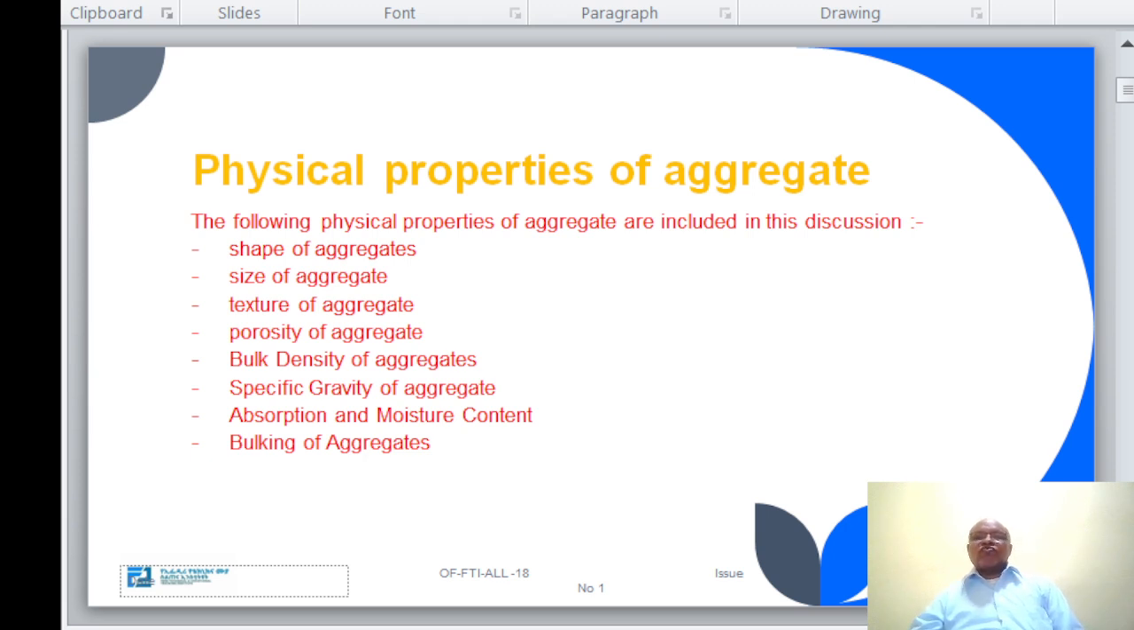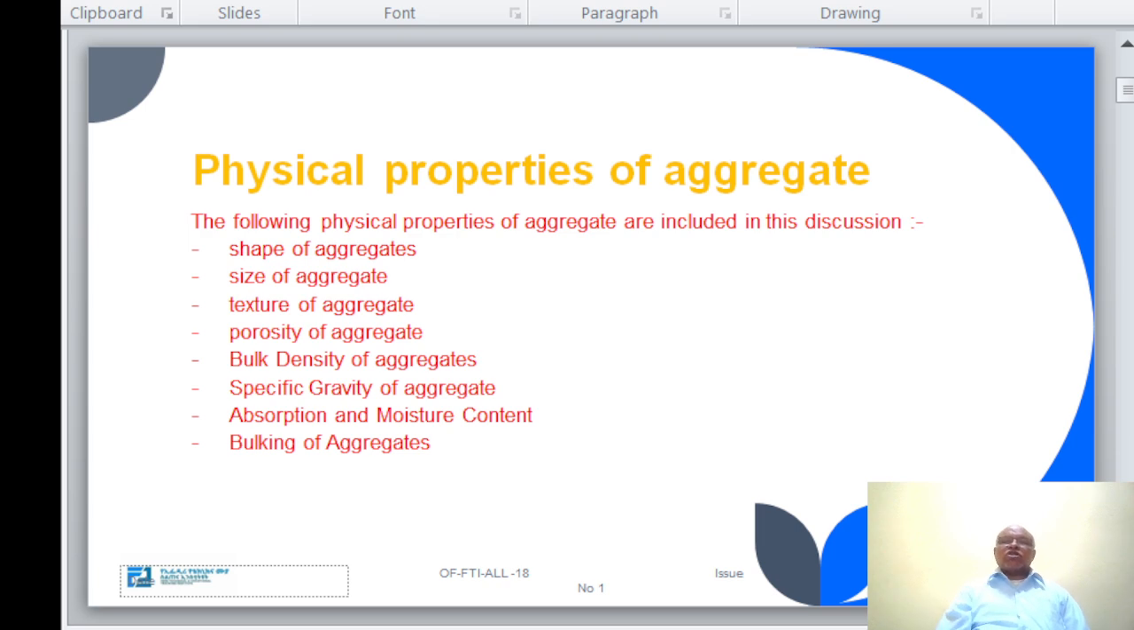The physical properties of aggregate include shape of aggregate, size of aggregate, texture of aggregate, porosity of aggregate, bulk density of aggregate, specific gravity of aggregate, absorption and moisture content, and bulking of aggregate. The shape of aggregate can be angular, round, or irregular. Angular aggregate provides better interlock, while round aggregate offers improved workability.